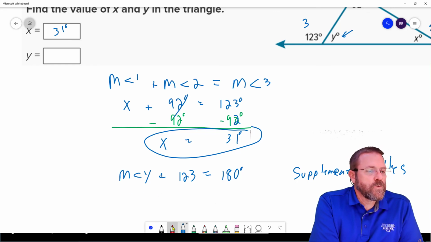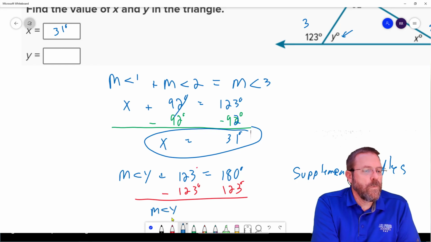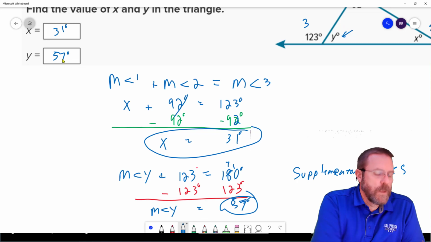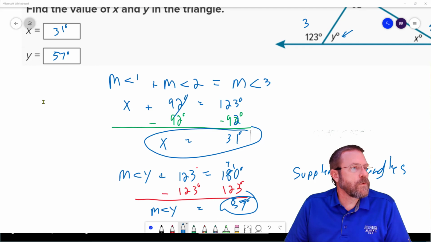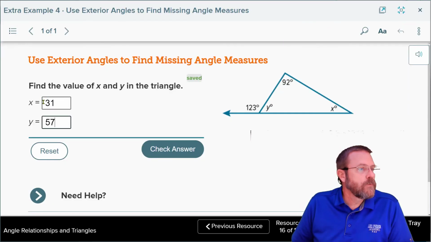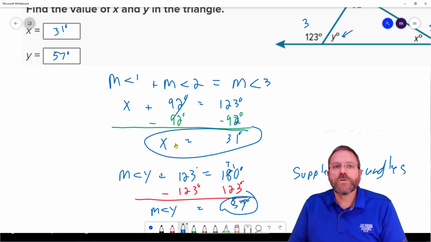Now we're going to subtract 123 from both sides. Put in our degree signs where they go, and that's going to leave me with the measure of angle y equal to, do some borrowing, 7 and 10, that's going to give me a 7 and a 5, equal to 57 degrees, which we'll put right here. Jump back over to where our answers go. We had 31 and 57, 31, 57, check it. Both answers check. This right here is going to be good supporting work for it.